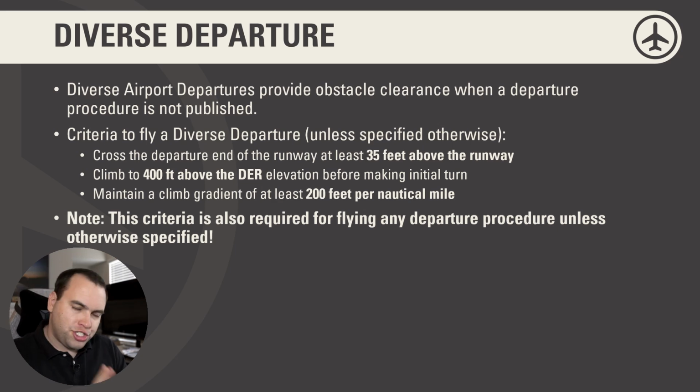Now, I want to note, I should have mentioned this before, but this is something to keep in mind. This criteria is also required for flying an ODP or a SID. They're assuming you can pass over the departure end of the runway at 35 feet, climb to 400 feet, and then maintain a climb gradient of at least 200 feet per nautical mile. So that's criteria for the SIDs and ODPs. We just want to make sure you understand that you need to maintain that criteria, but ODPs and SIDs have a published course or instruction. In a diverse departure area, as long as we meet that criteria, we can turn any direction and not hit any obstacle. It's assuring us of obstacle clearance.